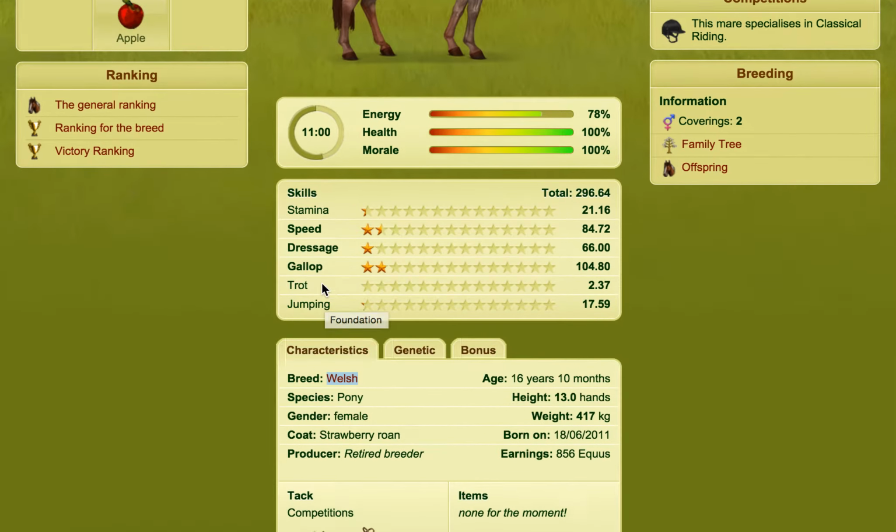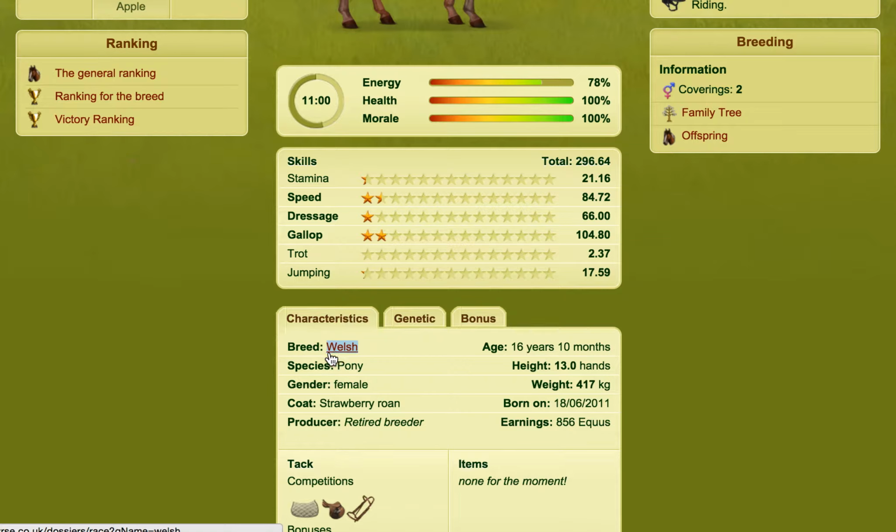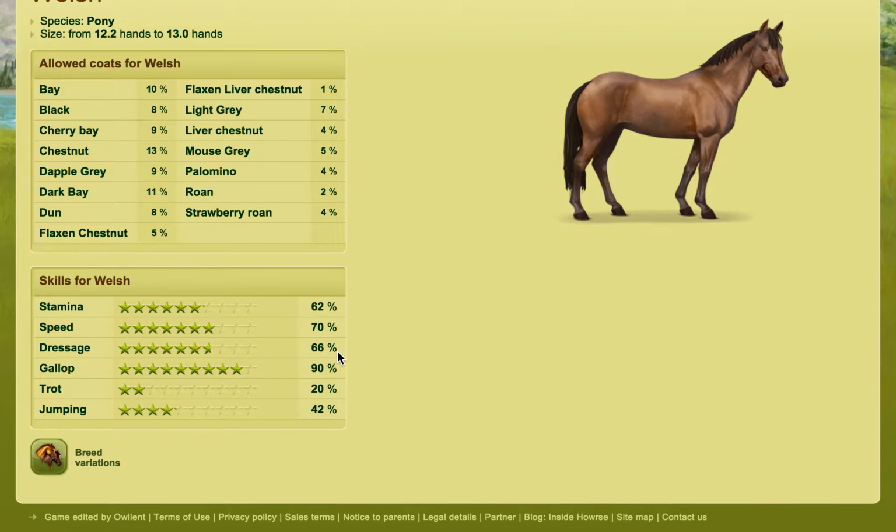So I've got a foundation here, and it's this thing here, and you want to do this for each breed. If you click here, it takes you to the statistics page, and this is what you're concerned with. Basically the skill set of the horse. So as you can see from this, for example, this horse is exceptionally good at gallop, and it's quite good at dressage, and it's quite good at speed. But it's very poor in trot. So that's a horse that wouldn't be good at trot competitions. That's what you could gain from that.